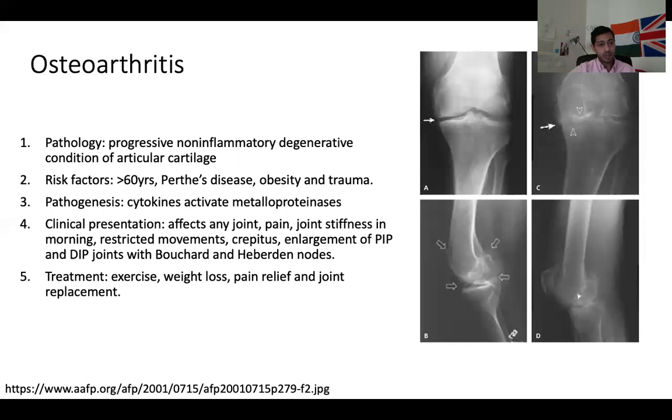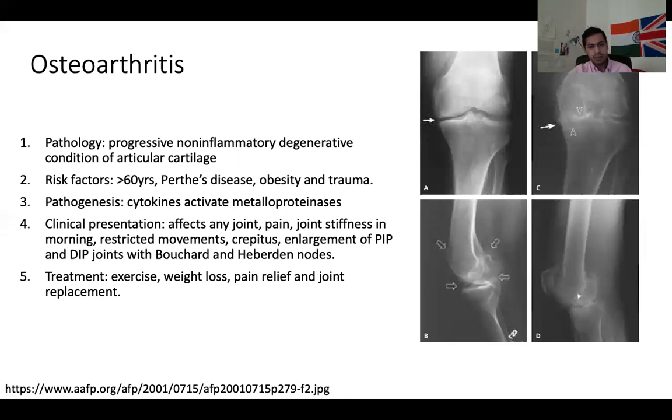There can be restricted movements because of the reduced joint space. There can be crepitus. By crepitus, I mean creaks and cracks. Sorry, creaks really. They may be heard when you move your joints. There can also be enlargement of the proximal interphalangeal and distal interphalangeal joints with Bouchard and Heberden nodes, respectively, in those joints, which are a sign of osteoarthritis once again.